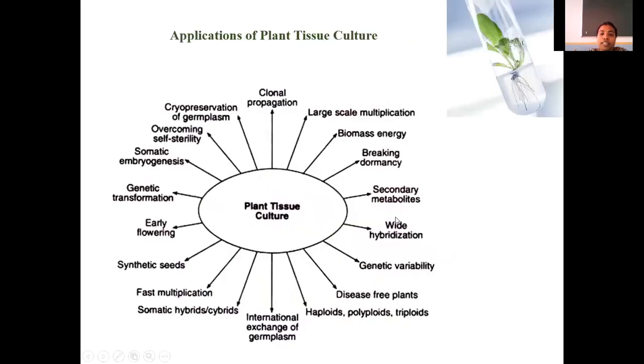Okay, then applications of plant tissue culture. We have a variety of applications. I will name a few. Early flowering can be achieved quickly, the plant will mature. Then fast multiplication, genetic transformation, somatic embryo differentiation, large scale multiplication of plants, secondary metabolite production from the plants. Then disease-free plants, and you can alter the number of chromosomes. So this plant tissue culture technique has many varieties of applications.